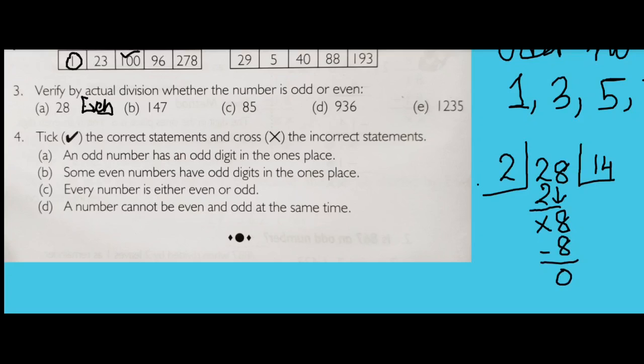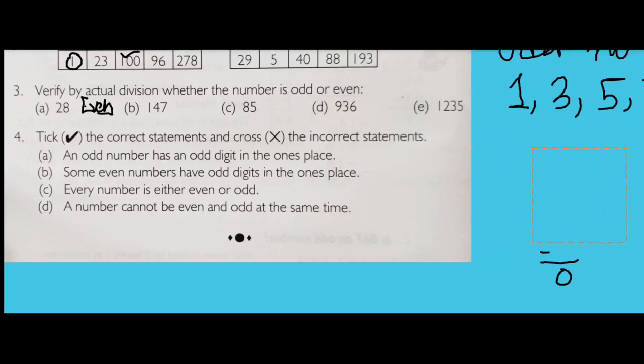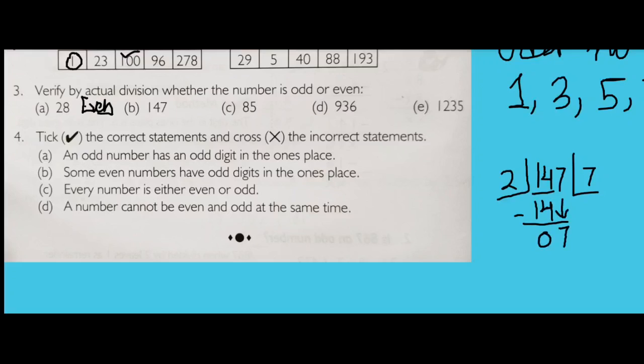Okay, now let us verify another number, that is 147. Let us divide it by 2. 1 will not be divided by 2, so we will take 14. 2 7s are 14. So 14 minus 14 is 0. We will bring down this 7. We know that 7 is not directly divisible by 2, so we can take 2 3s are 6, because 2 4s are 8, which is greater than 7. So 7 minus 6, we got remainder 1. That means it is not directly divisible by 2. So 147 is an odd number.